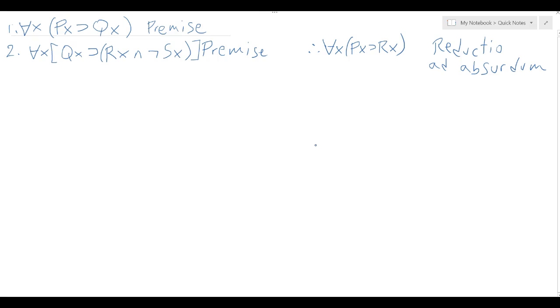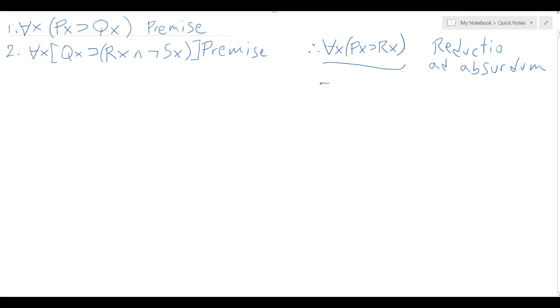What does this mean? It basically means that instead of proving the conclusion directly, you assume the negation of the conclusion. So we will assume that the conclusion is false, and then we will show that from that assumption a contradiction follows. So that will tell us that it's impossible for the conclusion to be false, so the conclusion must be true.